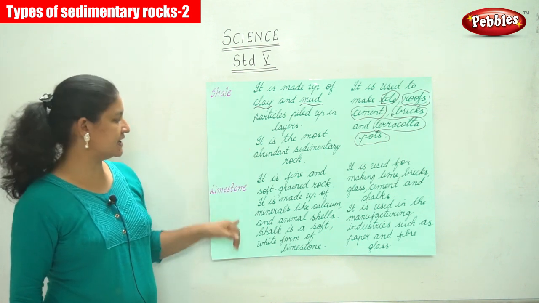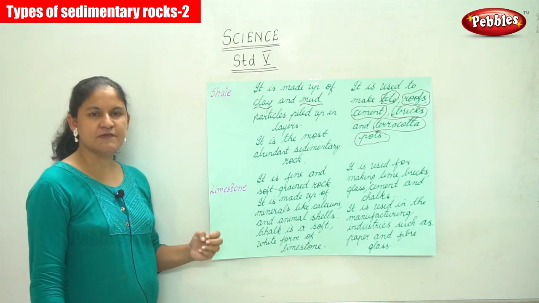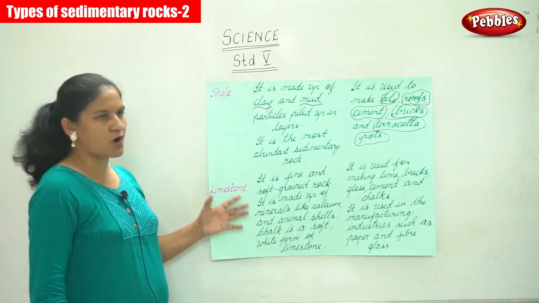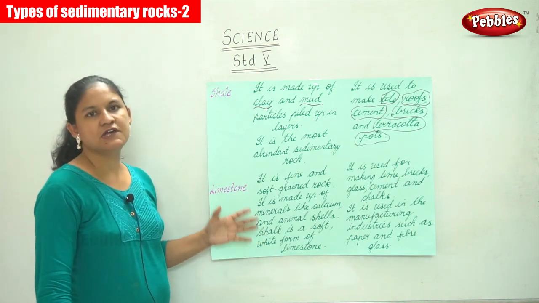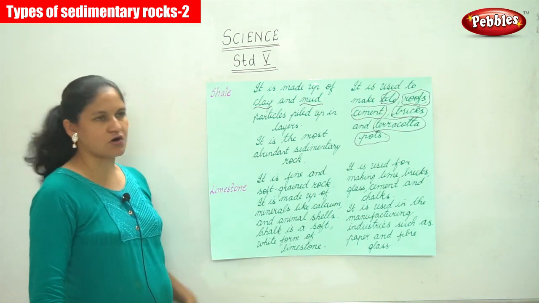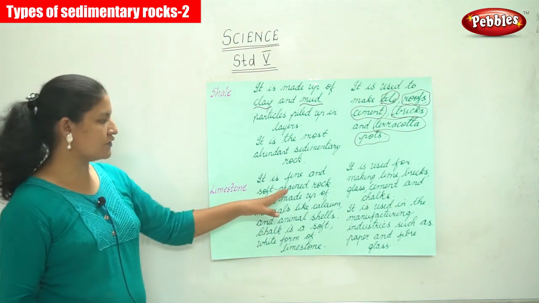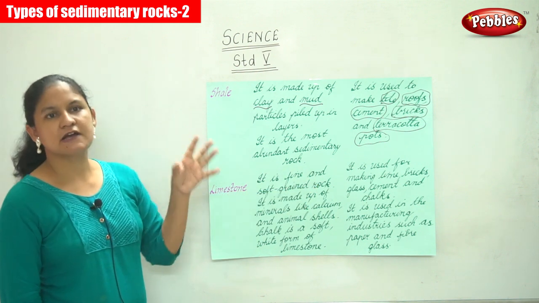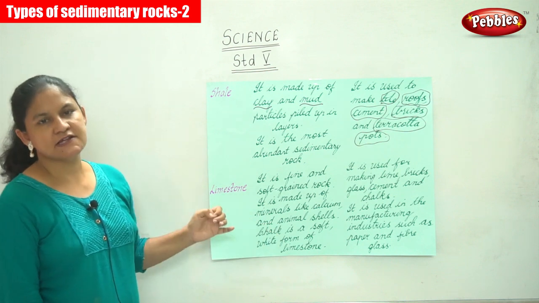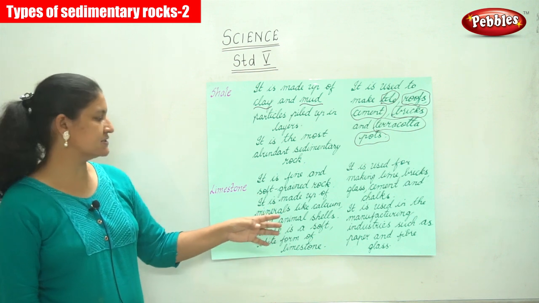Moving on to the next is your limestone. So the next type of sedimentary rock is your limestone. The property of a limestone is it is a fine and soft grained rock. So if you have a look at the limestone rock, it is fine and soft grained rock, and it is made up of minerals like your calcium and animal shells.